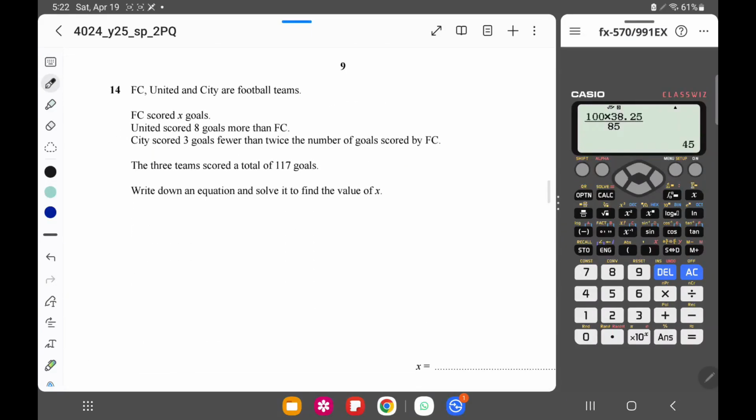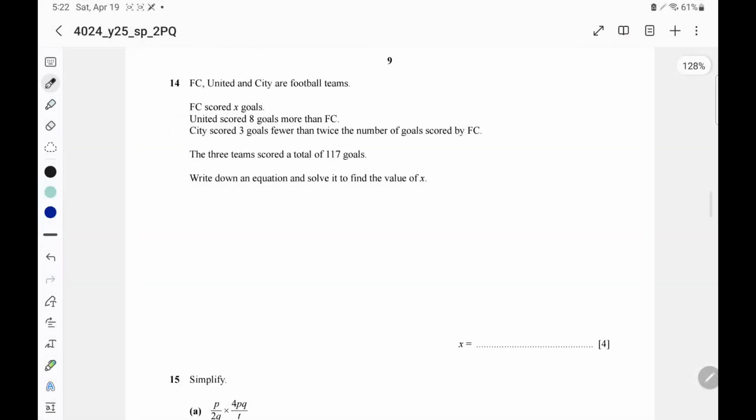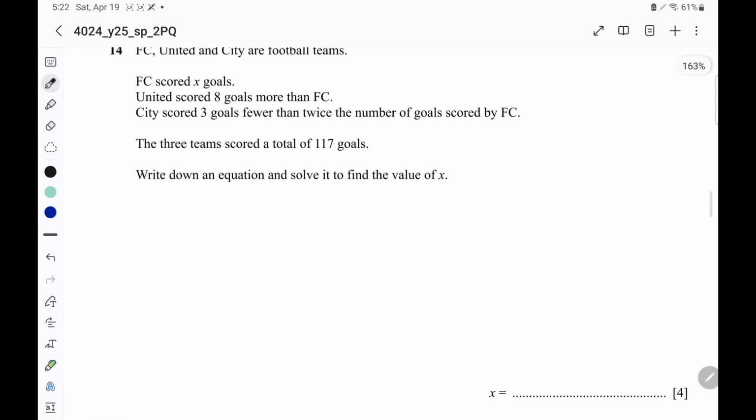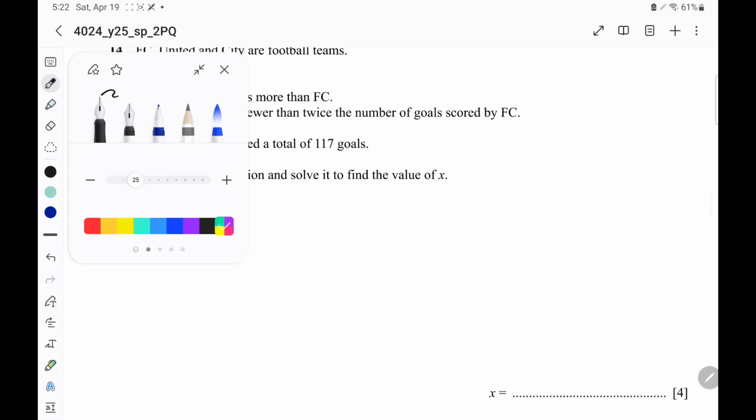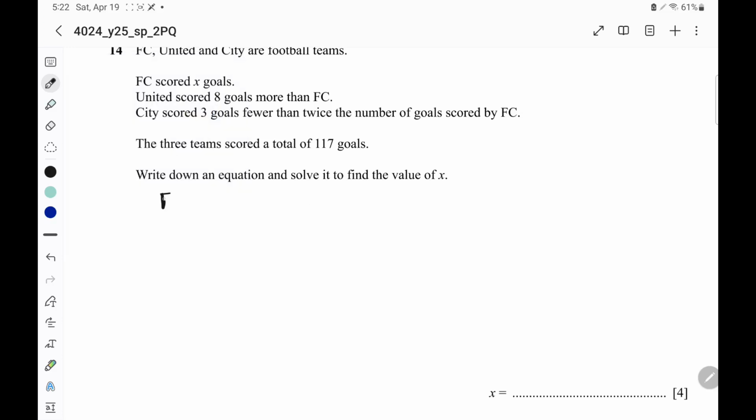In question number 14, it's given that FC United and City football teams were there, and in this, FC scored x goals.